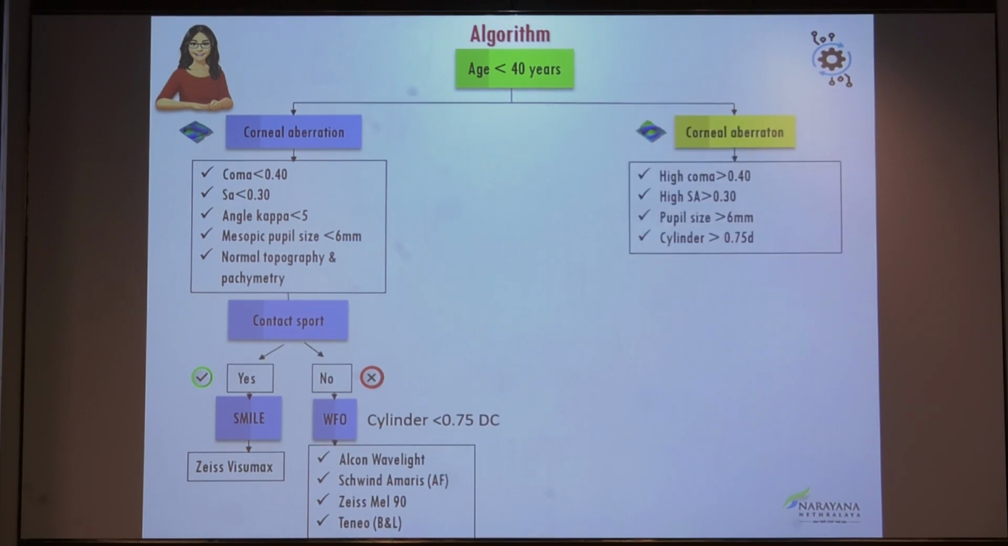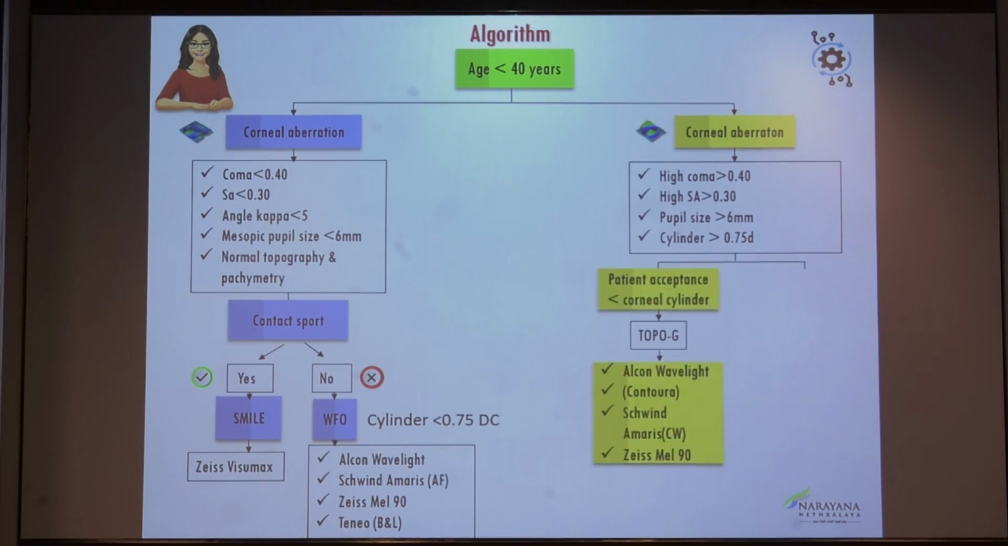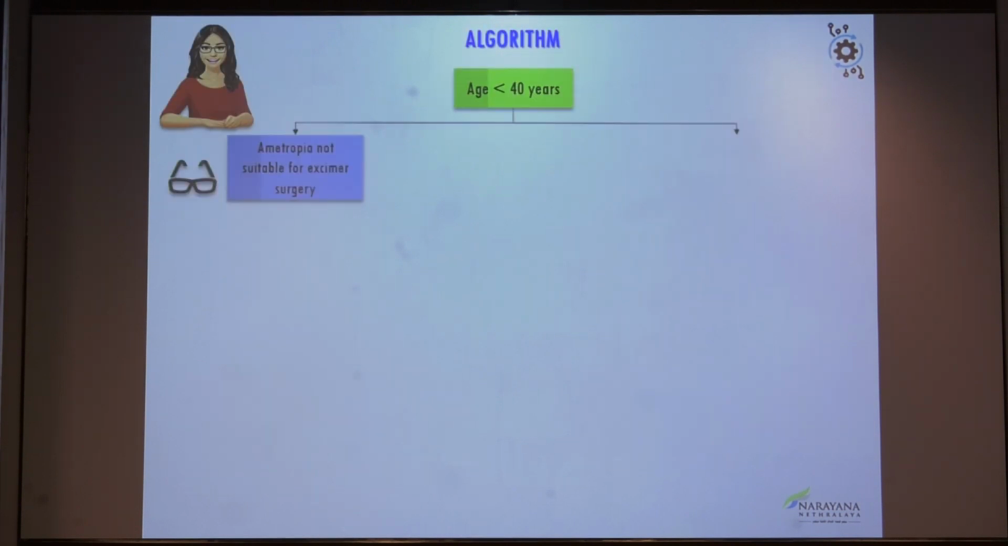Whereas if the corneal aberrations are high, if there's high coma, high SA, the pupil size is greater, the patient has a larger cylinder, we need to assess if the patient acceptance is less or more than the corneal cylinder. If the patient acceptance is less than the corneal cylinder, we understand that most of the aberrations are coming from the corneal surface and a topography-guided treatment is mandated in these patients. If the patient acceptance is greater than the corneal cylinder, the patient is likely to have more internal aberrations, and this is what needs to be treated with a wavefront-guided treatment.